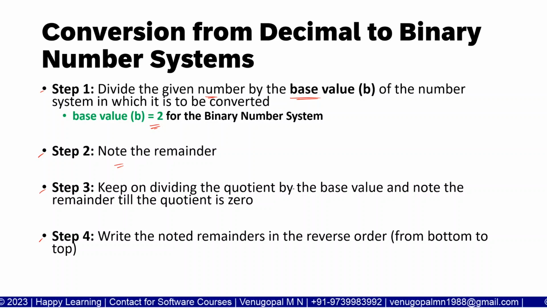Step 2, then keep on dividing the quotient by the base value, in case of binary number system 2, and note the remainder till you get a quotient 0. So you have to keep repeating this step. Divide by 2 and note down a remainder, and if the quotient is non-zero, repeat the division process and note down the remainder. Once you get a quotient as 0, write down the remainders in the reverse order from the bottom to top. If you do that, you will get the equivalent binary number for the given decimal number.